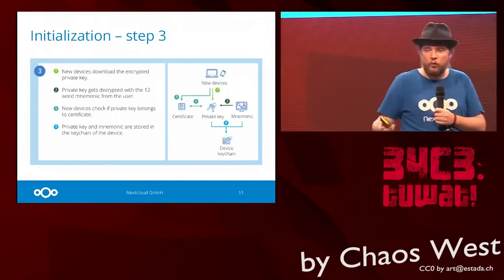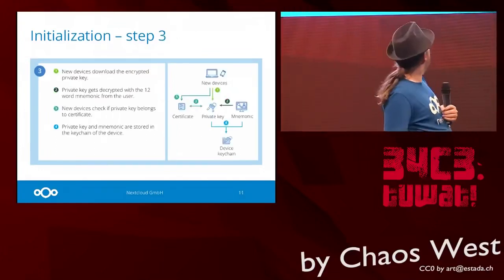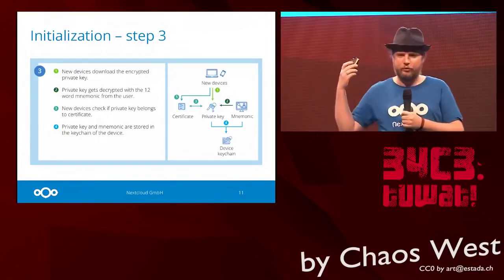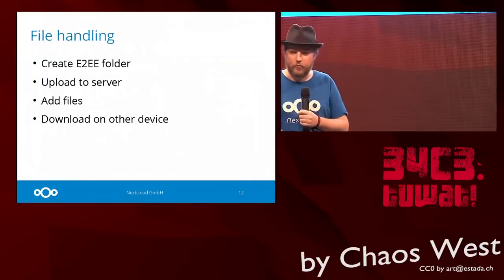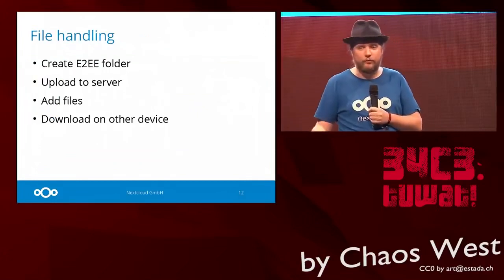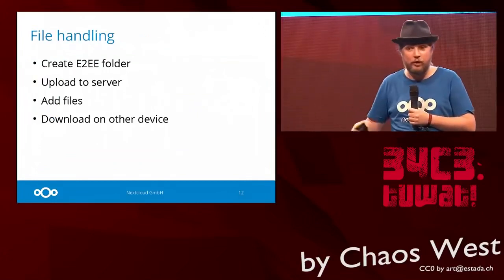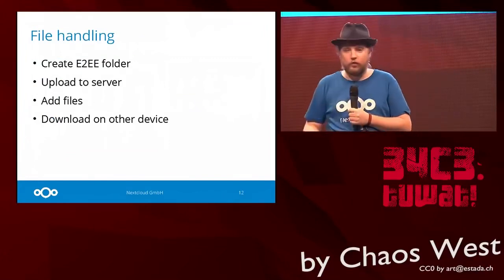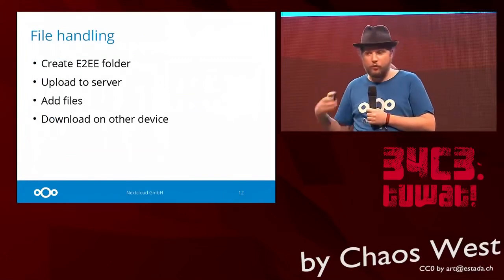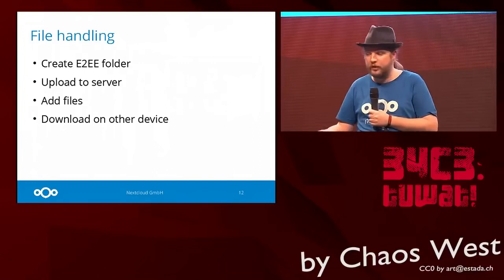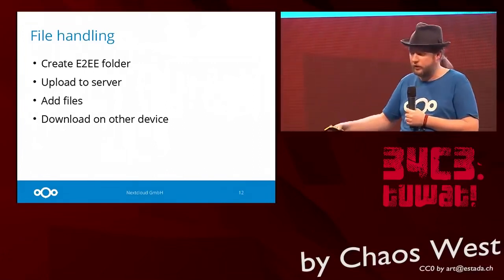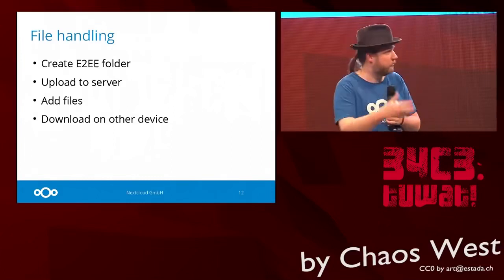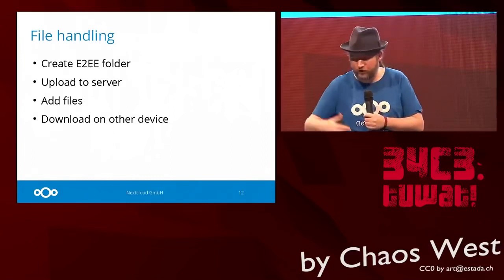So now we're essentially up and running. I'm sorry, I should have switched earlier. So now we're essentially up and running. We can encrypt and decrypt files. So let's talk about how we do that. So we're going to create an end-to-end encrypted folder. We're going to put some files in it. We're going to get them from another device, and that's how you use it, at least between devices.